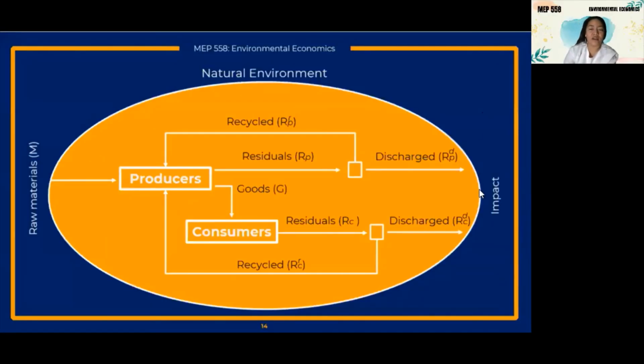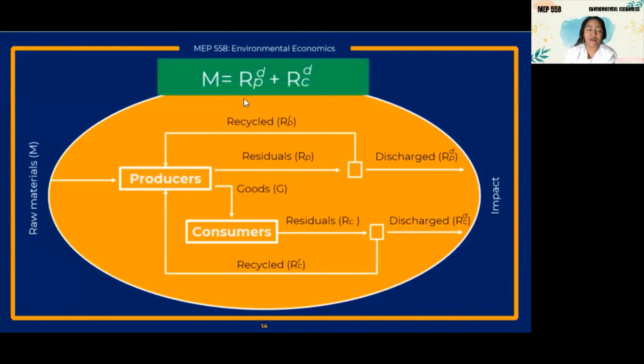So to make these direct comparisons, all flow must be expressed in terms of mass. In terms of symbols, it is represented with M, materials input equals the rate of the discharge by the producers plus the rate of the discharge by the consumers. So to reduce the mass of the residuals disposed in the environment, it is necessary to reduce the quantity of the raw materials taken into the system.